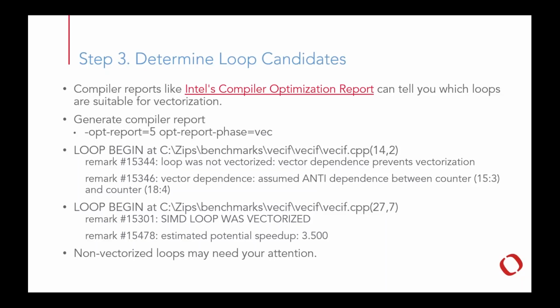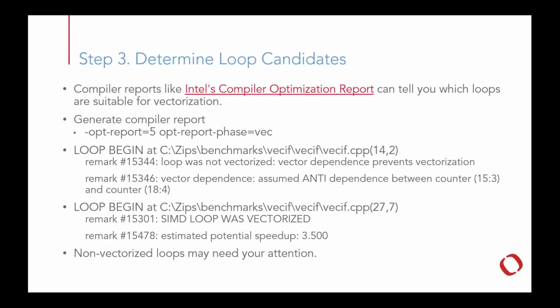In this particular case, you can see that the remark is that there is a vector dependence, assumed anti-dependence between counter, which is located in line 15 of this code, column 3, and the same variable at line 18, column 4. For vectorized loops, the compiler provides information that the particular loop is vectorized, and a lot more information. I stripped a lot of it, but what I'd like to show is that the compiler also estimates the potential speedup from vectorization. In this case, it is 3.5x.